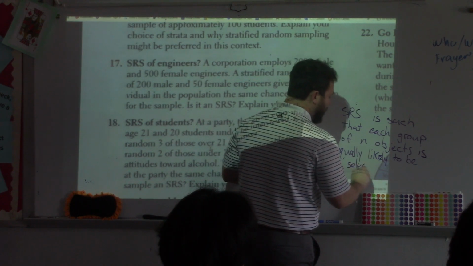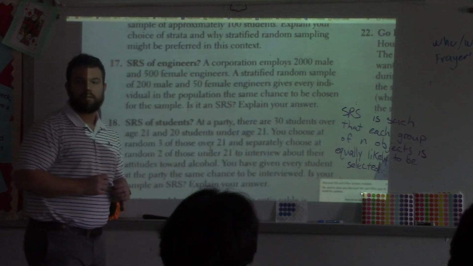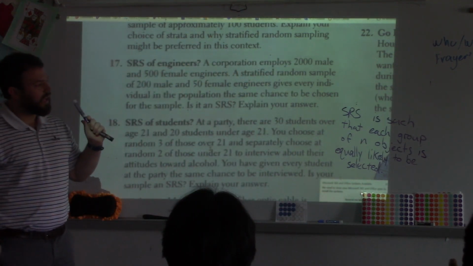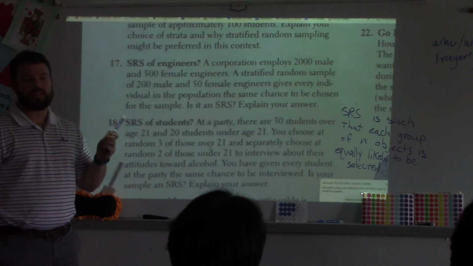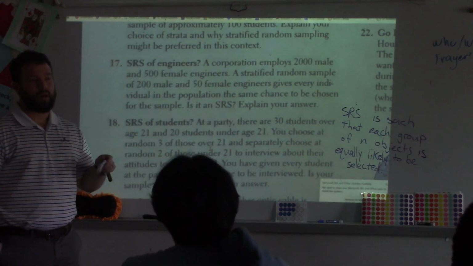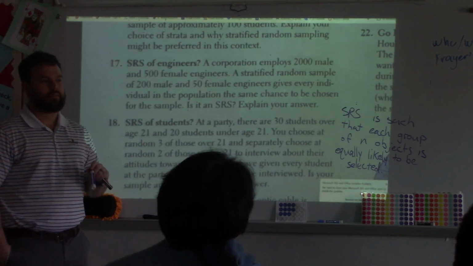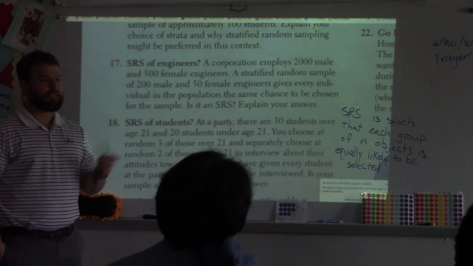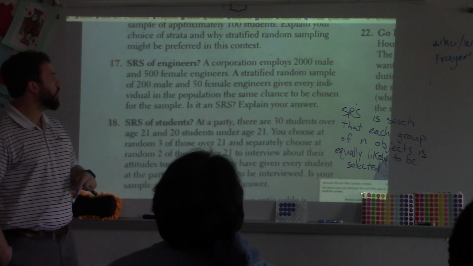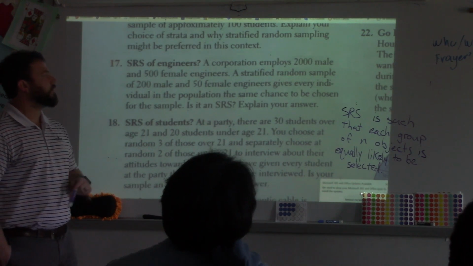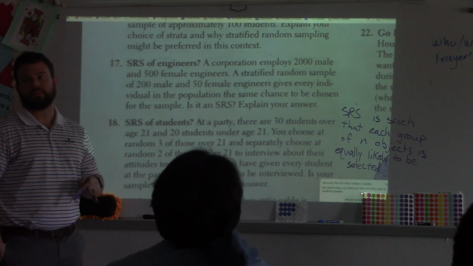This took me a couple of years to wrap my head around. Here's the thing: in a simple random sample, every group is equally likely to be selected, so it's possible that I could get a group of entirely, what? Men. All men, right? Is that possible in this case? No. It's possible that I get all 250 engineers being female, if it's a true simple random sample.